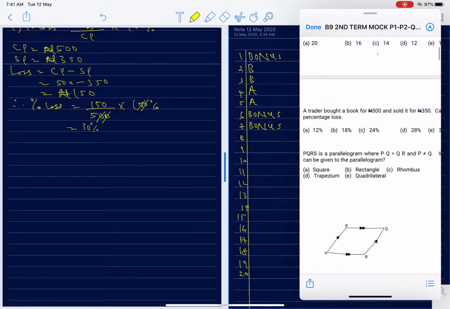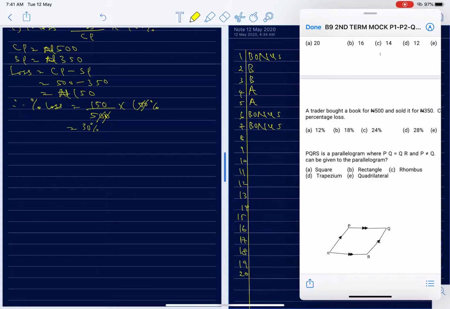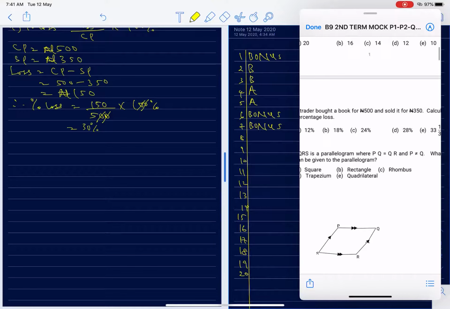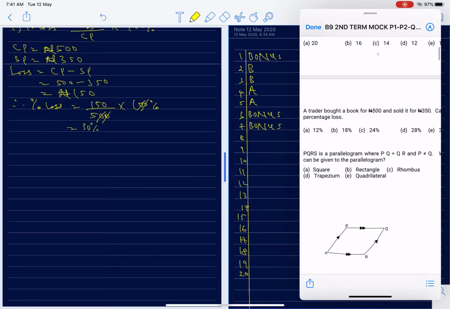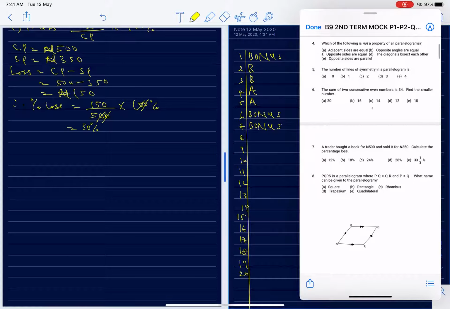PQRS is a parallelogram where PQ equals QR and P is not equal to Q. What name can be given to the parallelogram? The questions look a bit tiny, but I want you to see everything in a full stretch. You need to look closely to be able to read the questions.